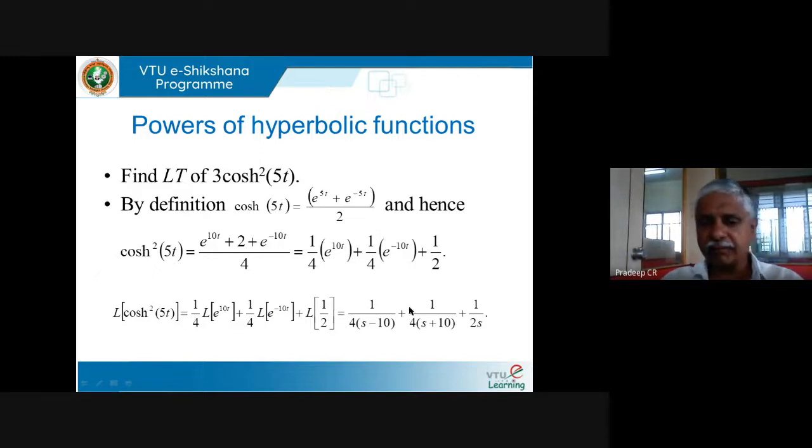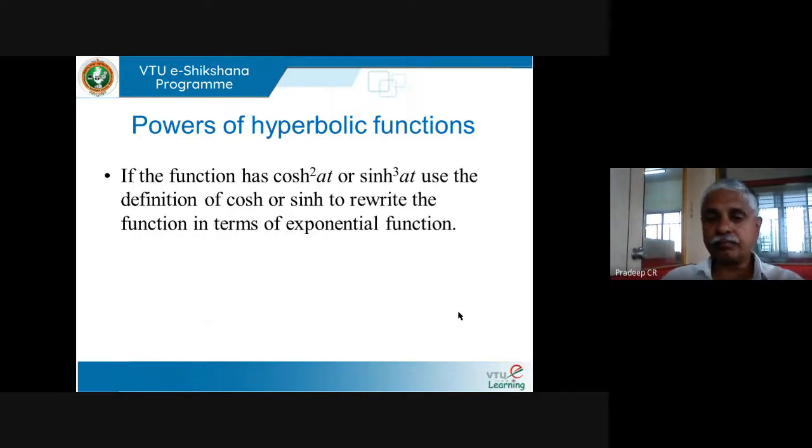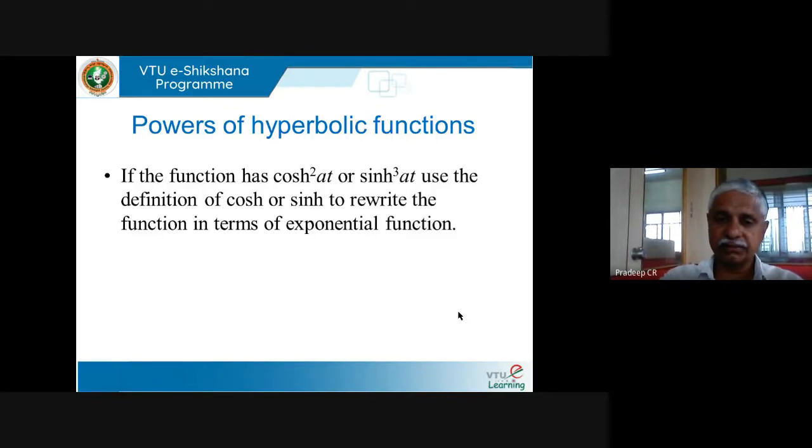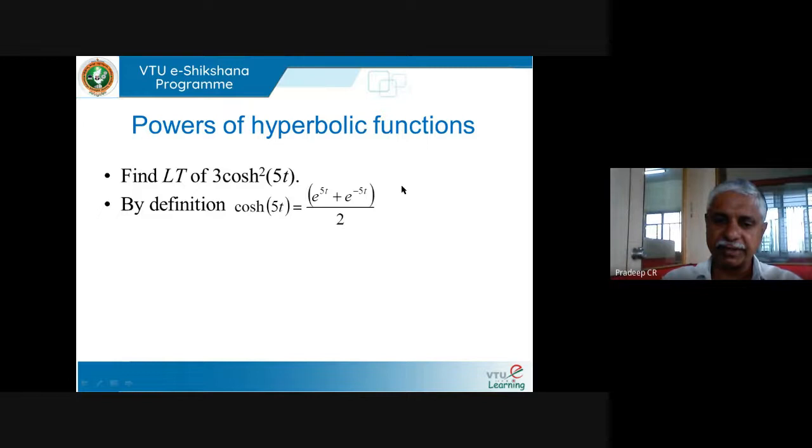So once I find it from the table of Laplace transforms, I substitute for each one of them, I get this answer. As I said, the answer need not be very nice and cute, but that doesn't matter. That's not the purpose of Laplace transforms. So this I told you in general here. This is the abstract part. Even if it is sine hyperbolic cube, it's the same thing. The only thing is you should know the definition.